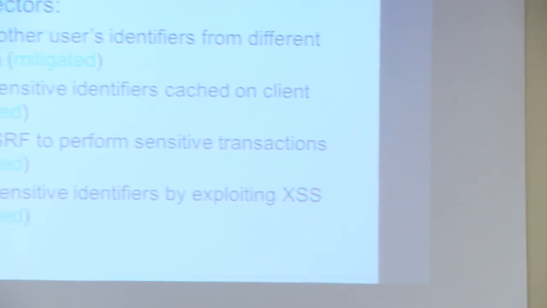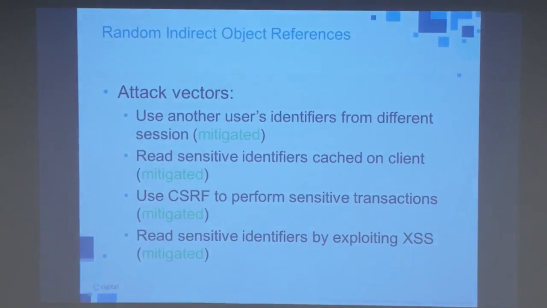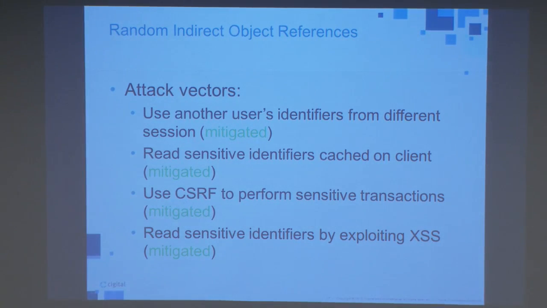So the verification is very similar to with sequential identifiers. You're grabbing whatever the client sends. You look it up inside your session object. If you find a match, then you know the account number corresponding to it. Great. Mitigates everything, right? You can no longer use another user's identifier from your session. Can't read sensitive identifiers. You can't use cross-site request forgery to perform sensitive transactions because now these identifiers are highly unpredictable.